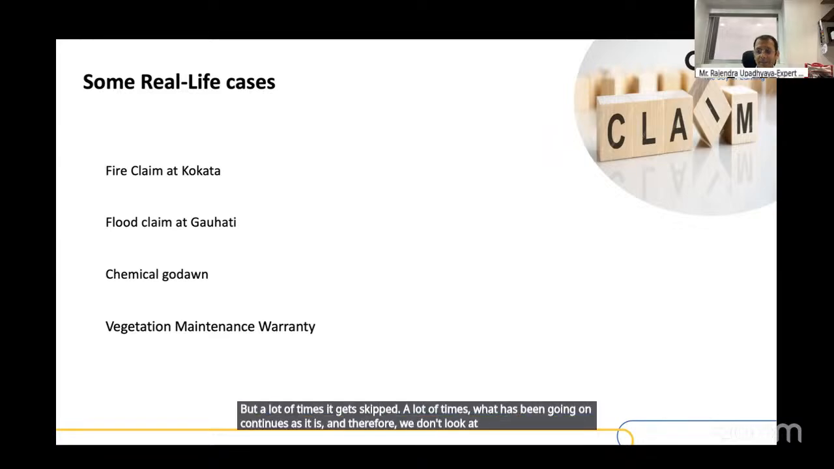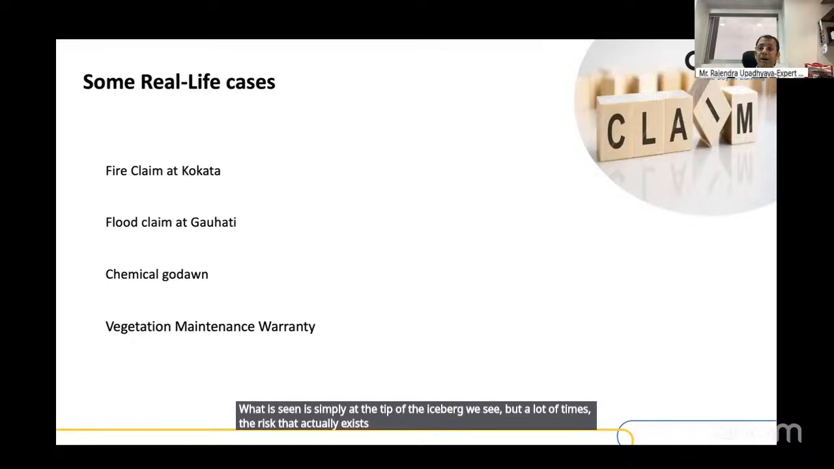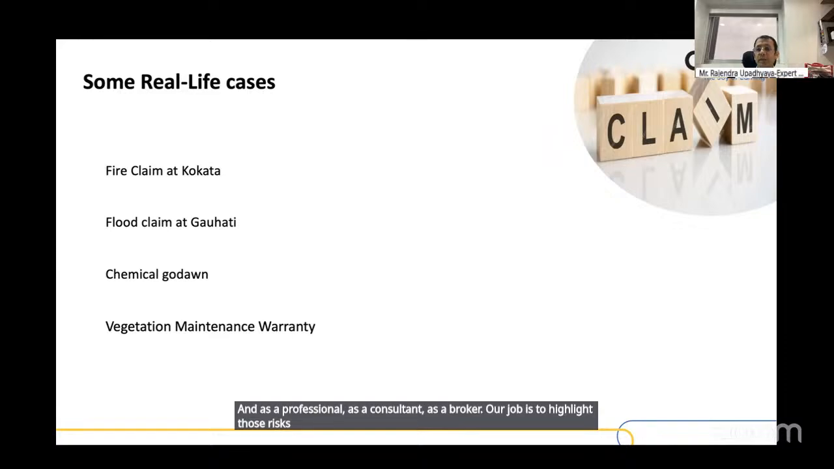and therefore we don't look at the kind of hidden things. Actually, the risks we see are like an iceberg. What is seen is simply the tip of the iceberg, but a lot of times the risks that actually exist are far more than we normally see. And as a professional, as a consultant, as a broker, our job is to highlight those risks to the customers which are unseen.